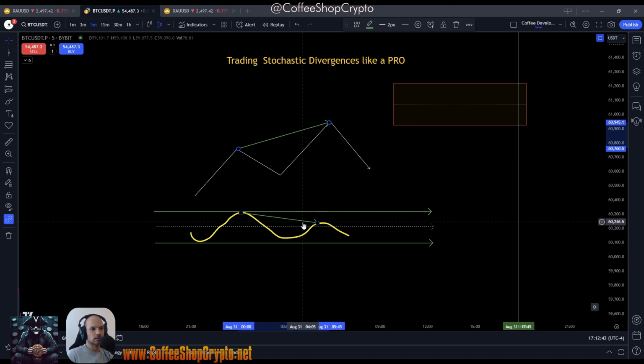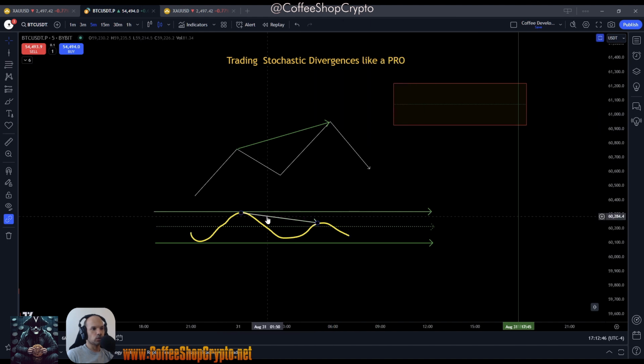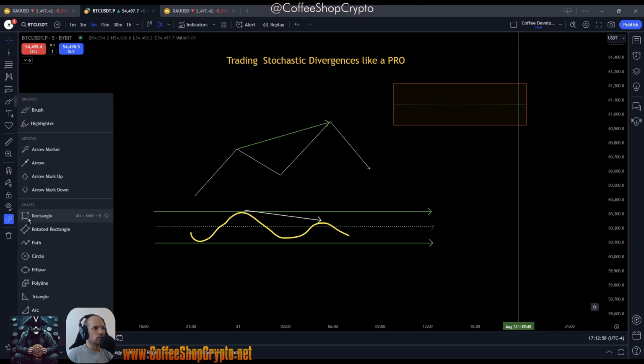So once you see this, let me change the color of this one maybe. There. So once you see this, right, you need to draw yourself a zone. If you've ever watched any of my RSI divergence trading strategies, we're doing the same thing here, but we draw the zone a different way. All right, so draw out your zone.